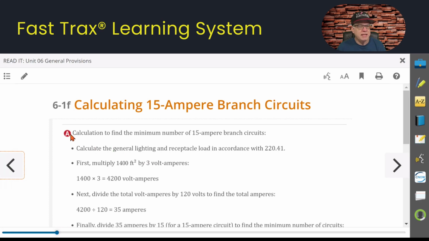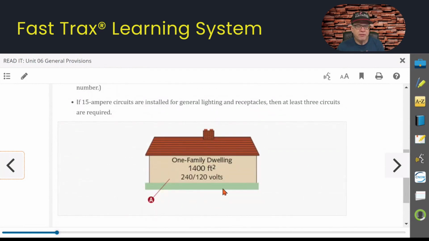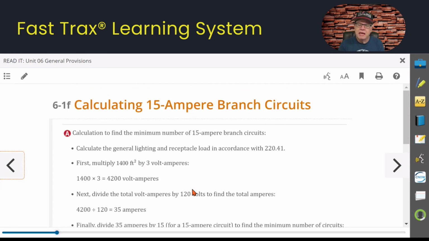Okay, so we have some neat callouts here. Oh, and by the way, we're in Unit 6, 1F for those that are following along in our Fast Tracks program. So you see this A right here, that's a callout. So we're talking about a 1,400 square foot single family or one-family dwelling. That's what we're talking about today. And we want to know how many 15 amp branch circuits that we need, the minimum the code prescribes. How many do we need in order to fulfill that need? And of course, we could have more than this. This is a minimum based on whatever our VA is on our calculation.